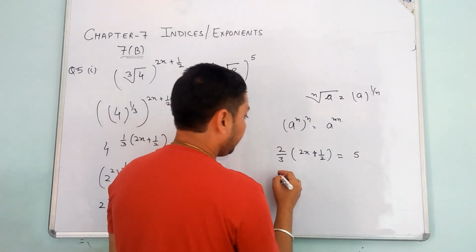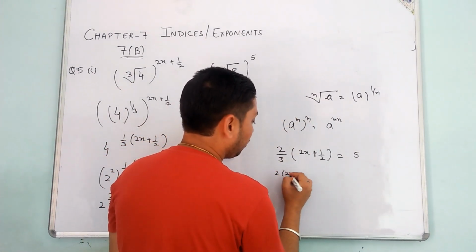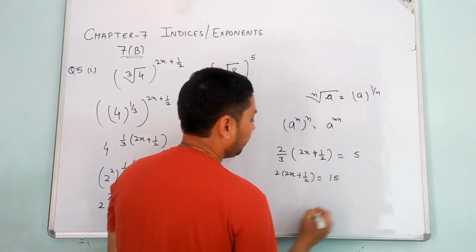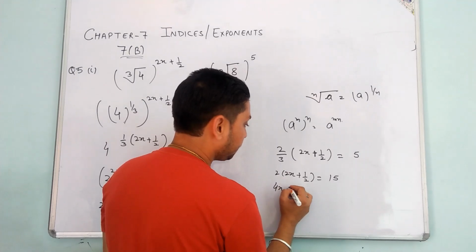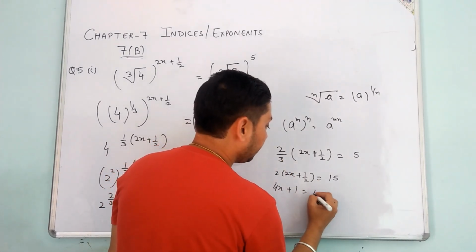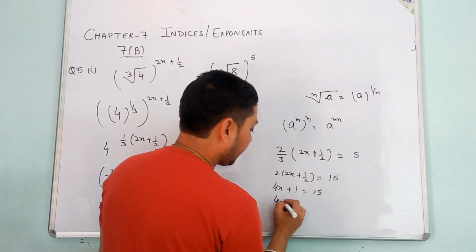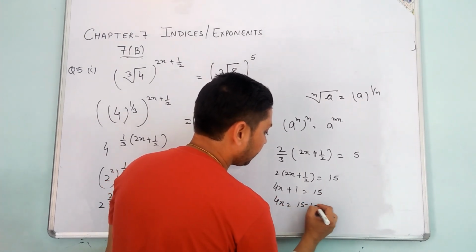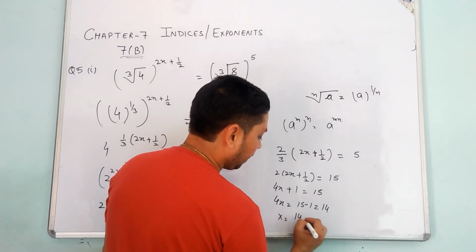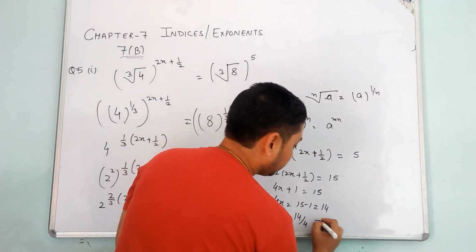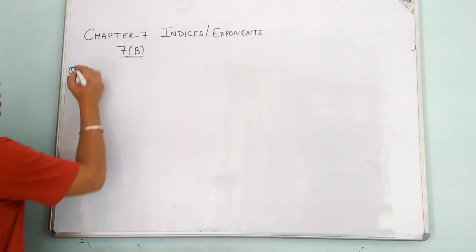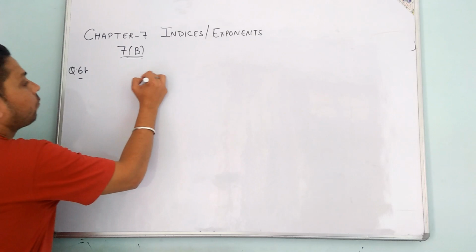Cross multiply, it will give you 2 into (2x plus 1) by 2 is equal to 5 threes are 15. 4x plus 1 is equal to 15. 4x is equal to 15 minus 1, that is equal to 14. x is equal to 14 upon 4. This will be equal to 7 over 2, which is our answer.